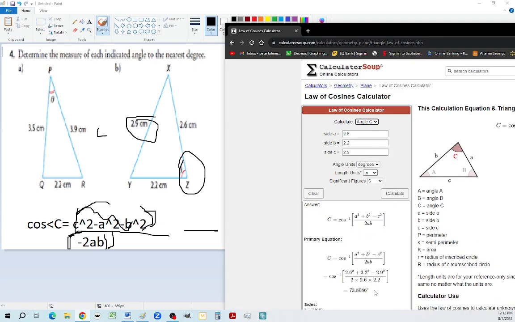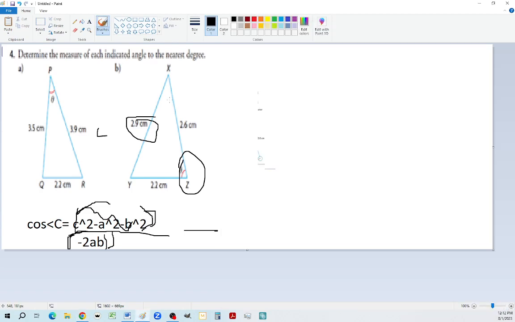And this time my angle is 73.806. I want 73.8086, and I want it to the first decimal. The number after the 8 is 0, so it's 73.8. That means this angle here is 73.8. Makes a lot of sense because that's the longest side and that's a big angle.